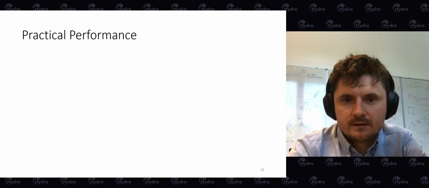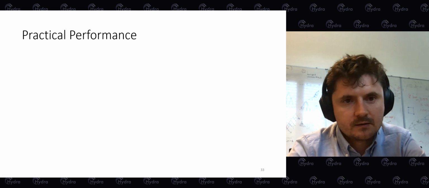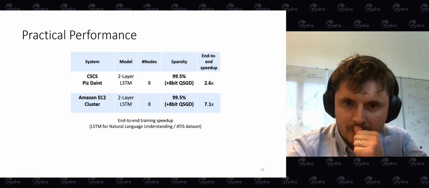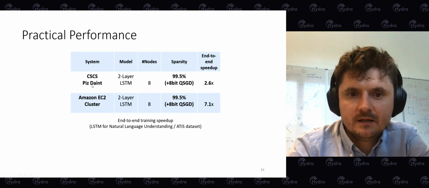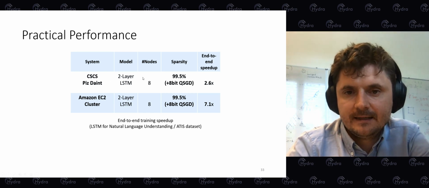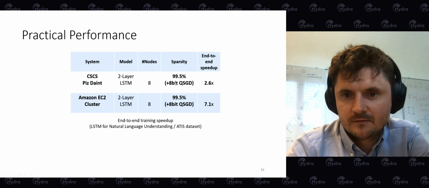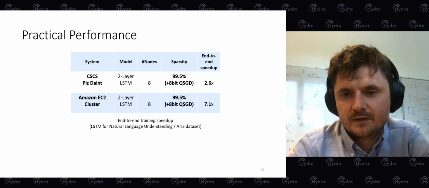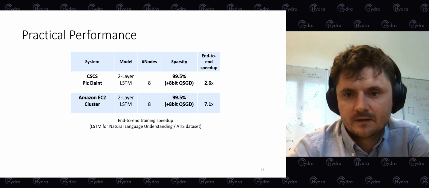Okay, so what does this actually get us in practice? That's always a good question to come back to. So basically, what we get on CSCS Piz Daint is that on 8 nodes, with sparsification down to less than 1% of the dense vector, so we throw away all but 0.5% of the entries, we store them locally as error, plus on top of that we do 8-bit quantization.